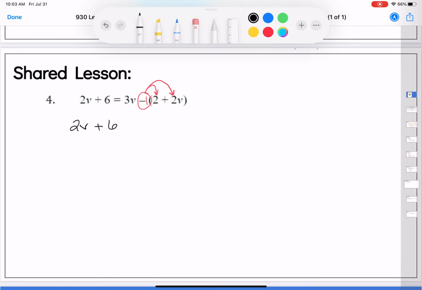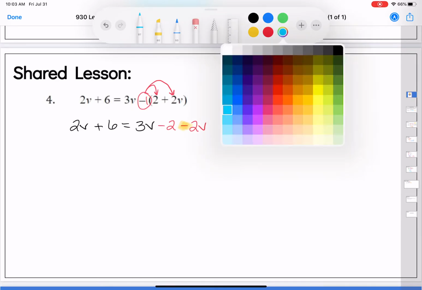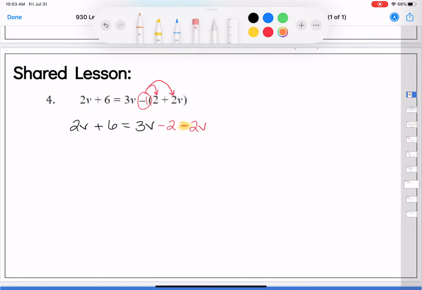All right, so on the left, nothing happening. 2v plus 6 equals 3v, and now we start distributing. What is negative 1 times 2 is negative 2. And negative 1 times 2v is negative 2v. Again, negative 2v. There's one that could go wrong, so double check that you caught that one. All right. Now, let's look for some things to combine. 2v and 6 on the left, nothing I can combine there. 3v and negative 2v on the right, we can combine that though.